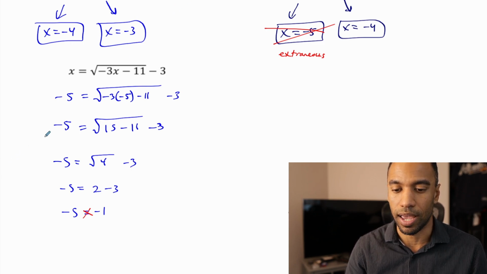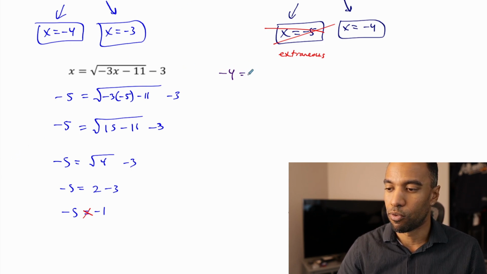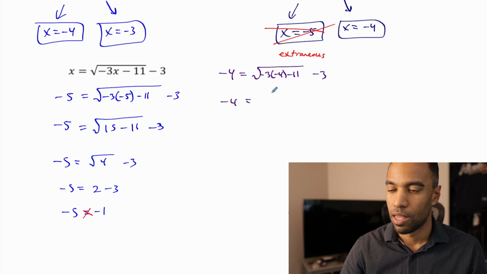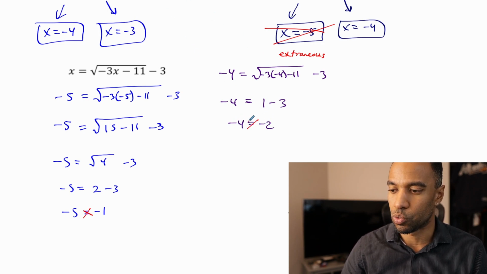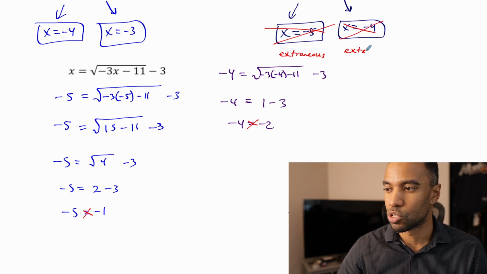Let's try it and see if it does. So negative 4 equals the square root of negative 3 times negative 4 minus 11, minus 3. Let's do a few less steps here. Negative 3 times negative 4 is 12. Minus 11 is 1. The square root of 1 is 1. We get 1 minus 3, and it gets negative 4 equals negative 2. Also not a true statement. This is also an extraneous solution.